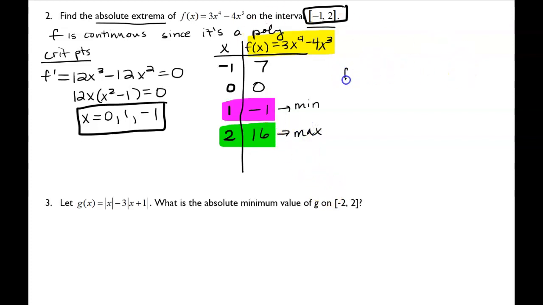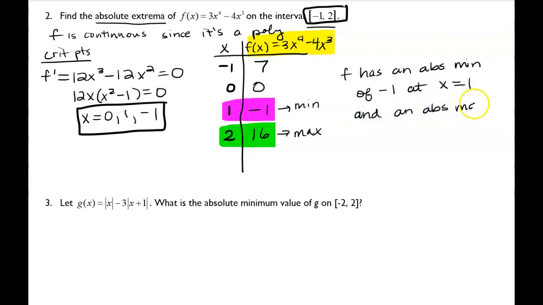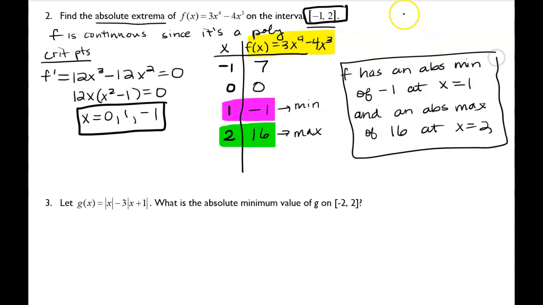So we'll say f has an absolute min of -1 at x equals 1 and an absolute max of 16 at x equals 2. You have to be careful here. You never want to write these as coordinates. So please do not write them like -1, 1. That would actually make you lose points here. As usually we're talking about the y values, and so if we write it this way, we can be clear about which part is the y value, which part is the x value.